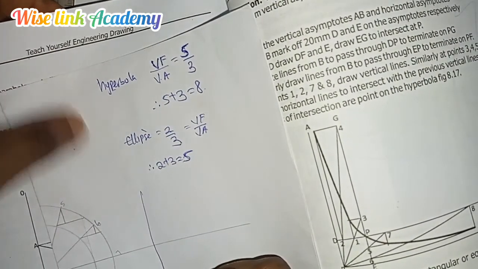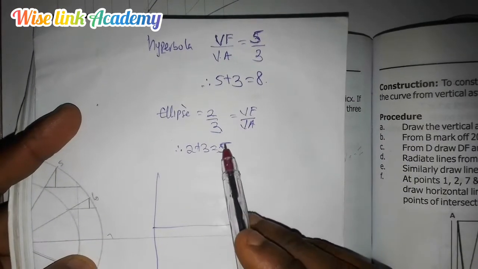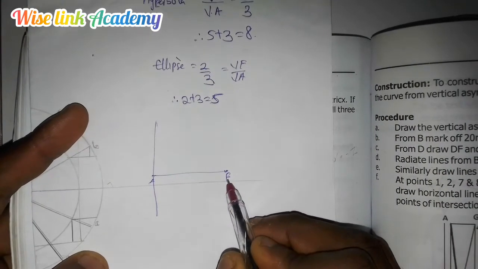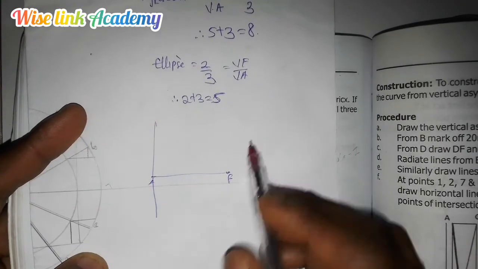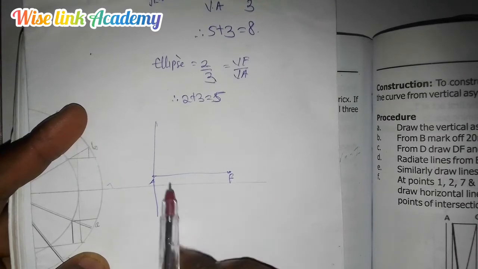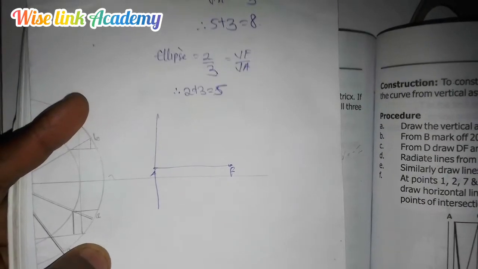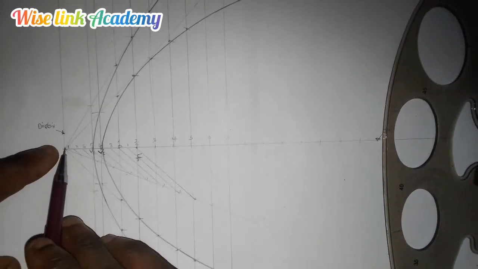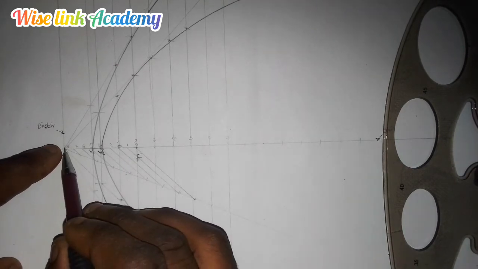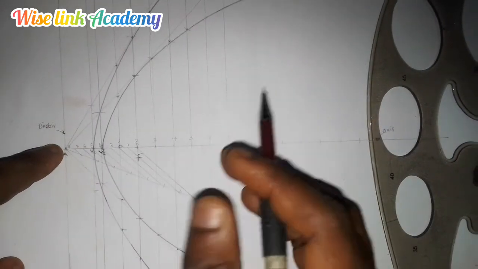You know these are the directrix and these are the focal points. So we're going to divide from our directrix, which is point A to F, by 5. You know we have already divided from here to here, downward if you remember, by 8. So we're going to divide from here upward by 5. We draw another angle of our choice, divided by 5 because the ellipse sums up to 5.